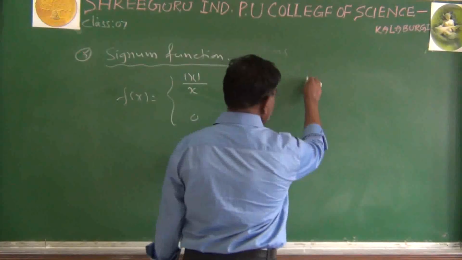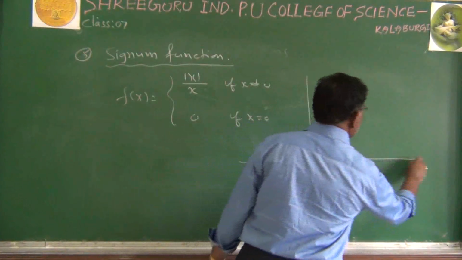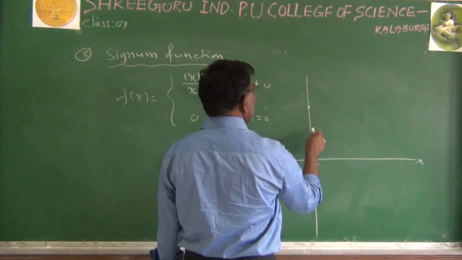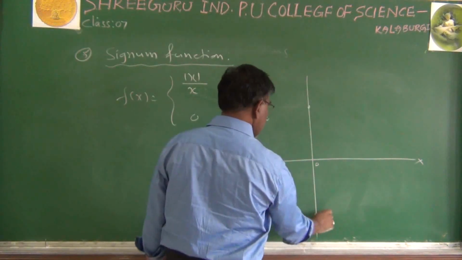What is the graph of signum function? This is 0, this is 1, another is minus 1.